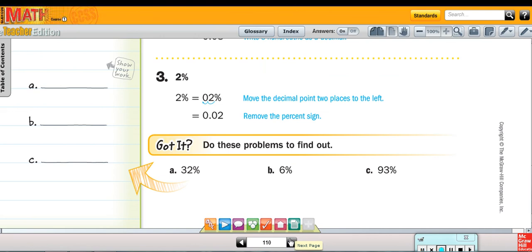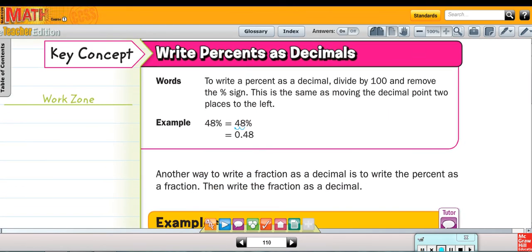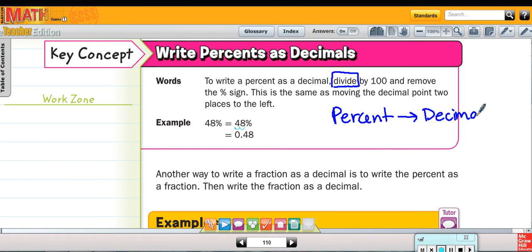So turn to page 110. In our key concept, it says to write a percent as a decimal, we're going to divide by 100. So if we're dividing, we're going from percent to decimal. Okay, we should have division that's happening.